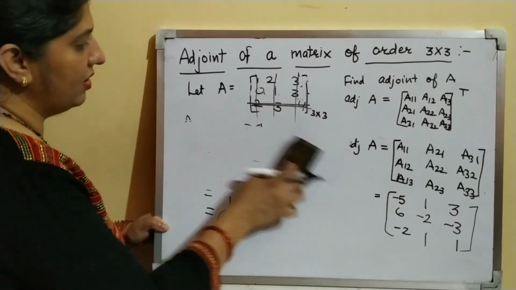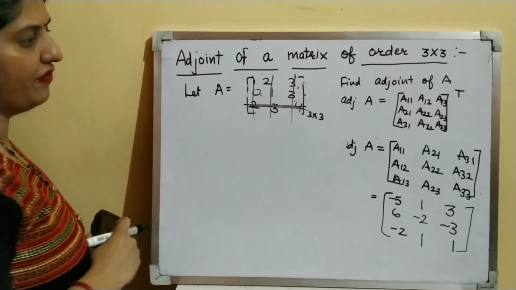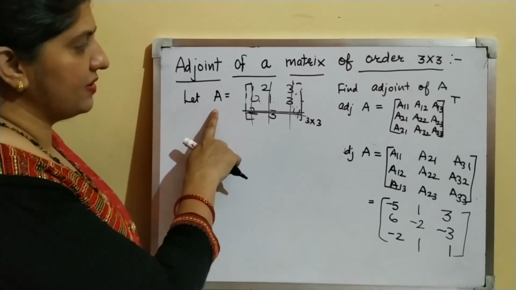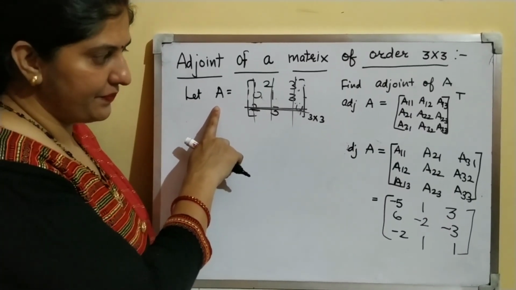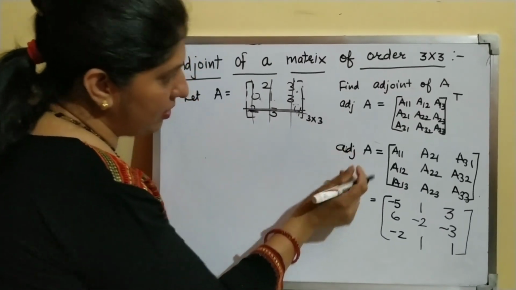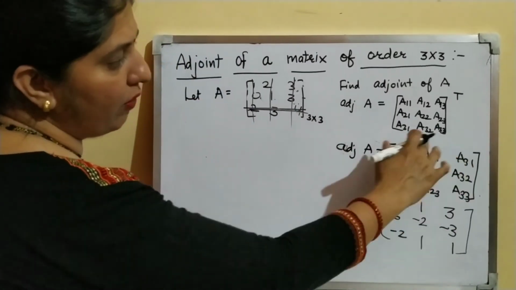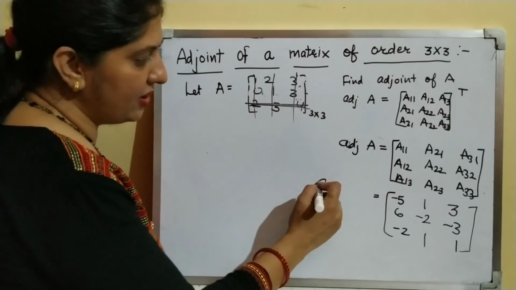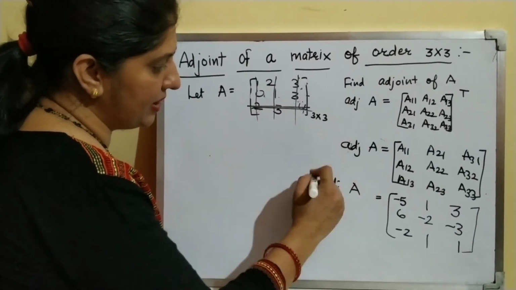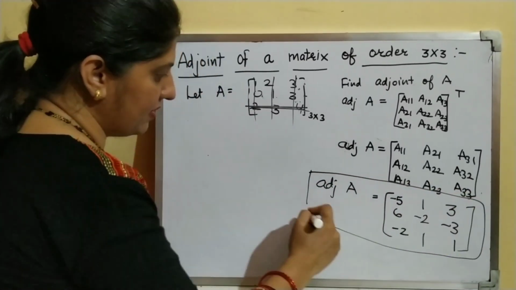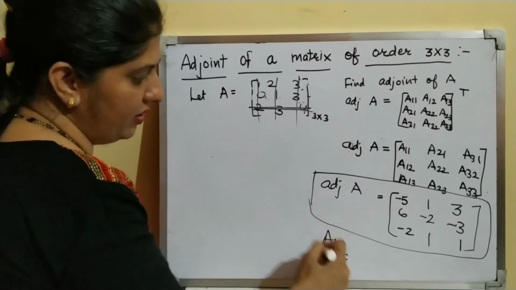In this way, we calculate all the cofactors of the matrix A, and by putting the values of all cofactors, we get the adjoint of the given matrix A. This is the answer to the given question.